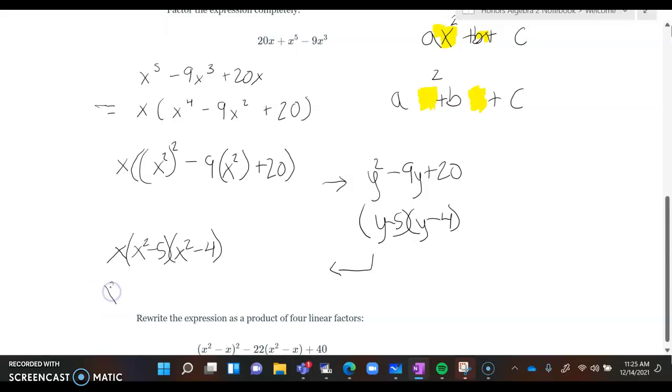So this becomes x times x plus 2 times x minus 2 times x squared minus 5. And x squared minus 5 doesn't factor further because 5 is not a perfect square. It does have plus and minus the square root of 5 as solutions. But anyway, that's it. That's factoring using a quadratic form.